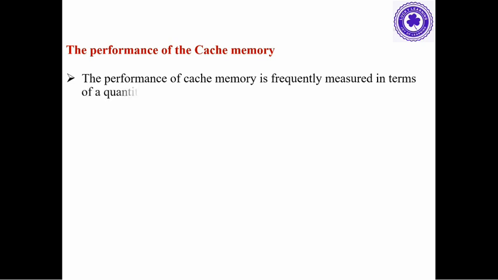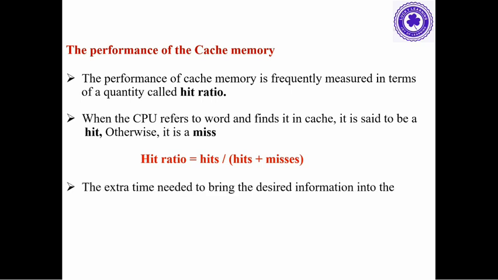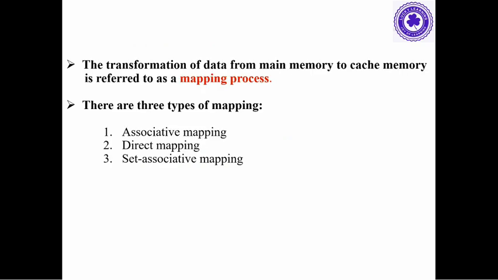The performance of cache memory is frequently measured in terms of a quantity called hit ratio. When the CPU refers to a word and finds it in cache, it is said to be a hit. Otherwise, it is a miss. So hit ratio is calculated as number of hits divided by hits plus misses. Whenever a hit does not occur, the extra time needed to bring the desired information into the cache is called miss penalty. Now, whenever a miss occurs, the memory word is brought from main memory and also copied into the cache.